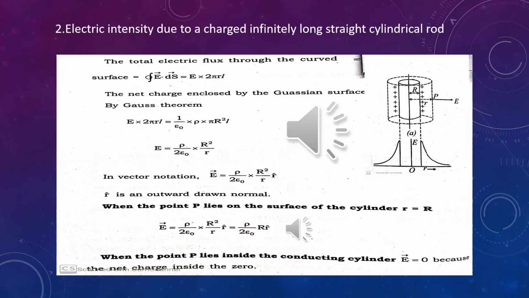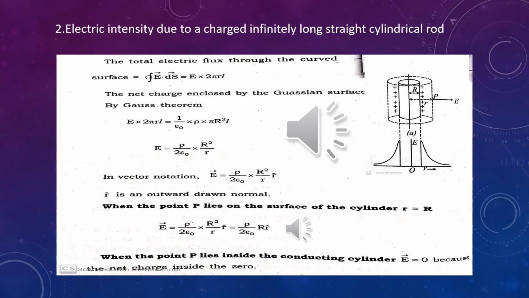So here the net charge enclosed is rho into pi r squared L. Here rho is the volume charge density. What is rho? Q by V, that is charge per unit volume. Here the volume of the cylinder is pi r squared L.